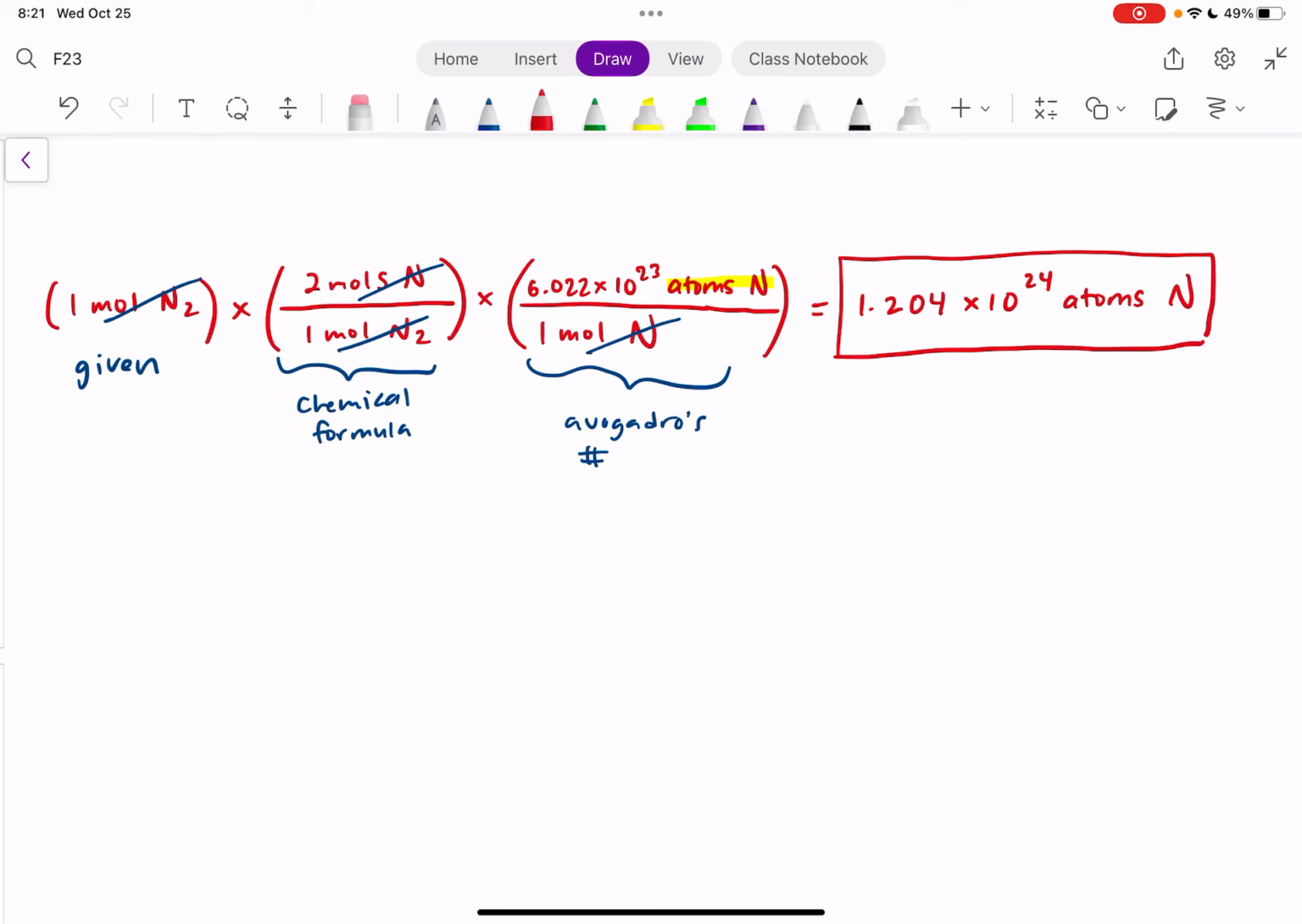Now, I always do a final check as well. This number, is it a big number or a small number? Yeah, it's a big number, very big, which makes sense because we were looking for the number of atoms. There are always going to be really, really large amounts of atoms in even a very small amount of a substance, because atoms are so tiny. So this makes sense. This checks out. So I would guess that that's probably correct.